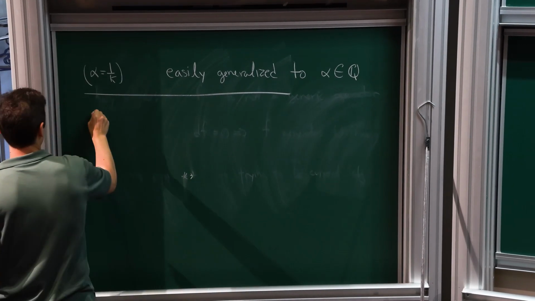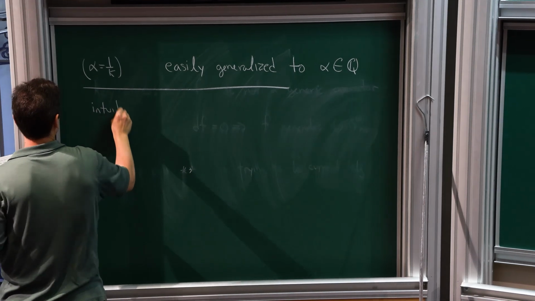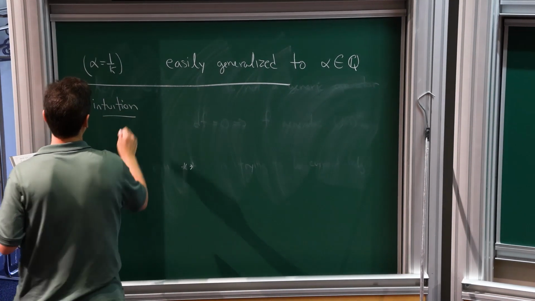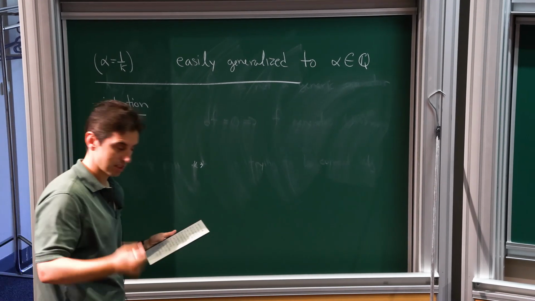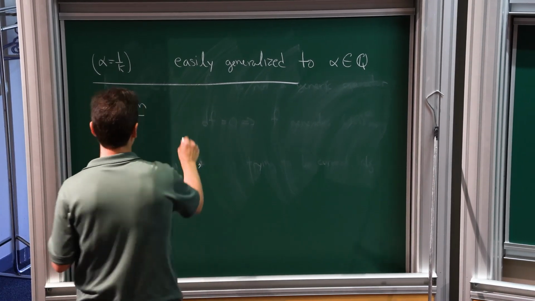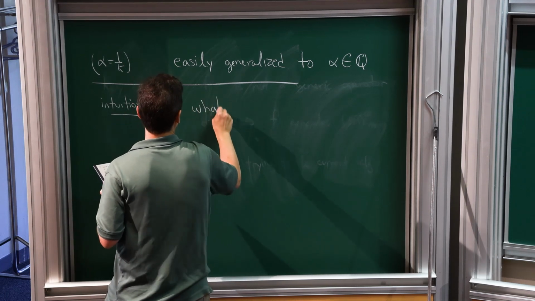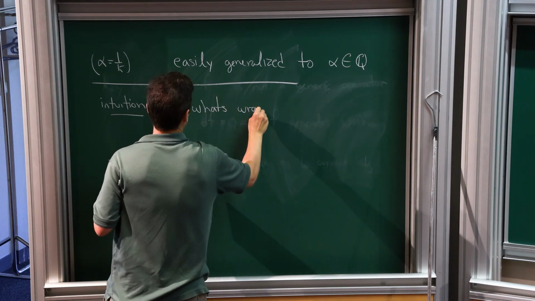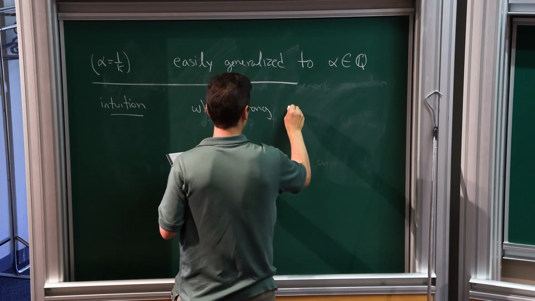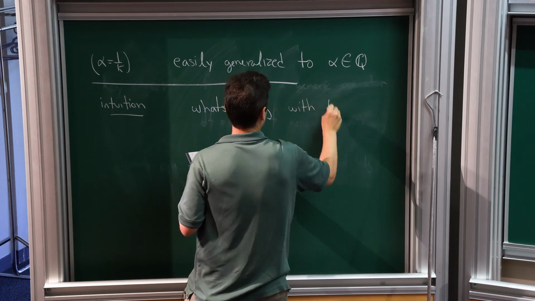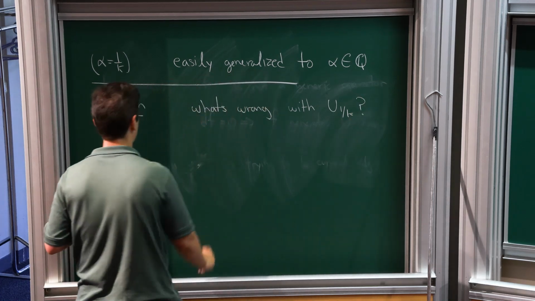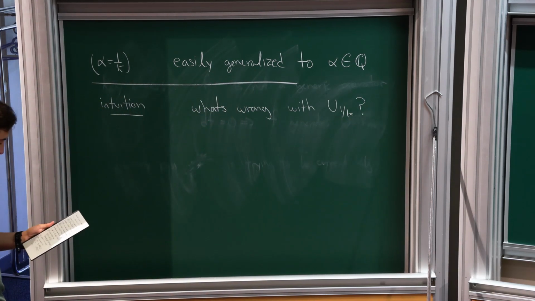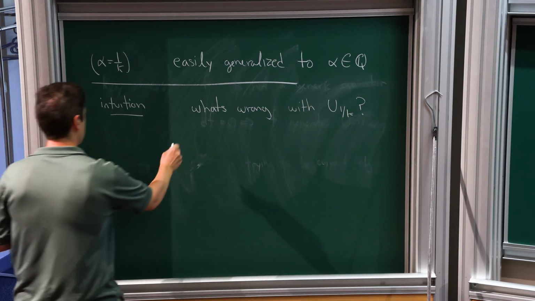Okay, intuition. I'd like to give you some more viewpoint. This is kind of a mouthful, so let's develop some intuition about this. What's wrong with just U(1) over K from a more modern point of view? And how did this TQFT manage to fix it?